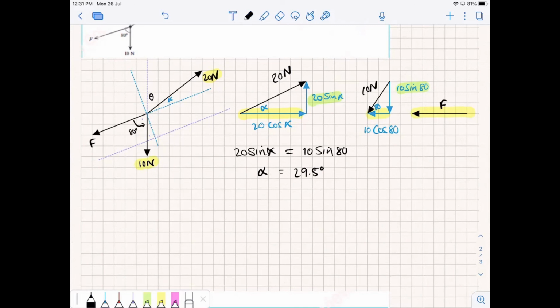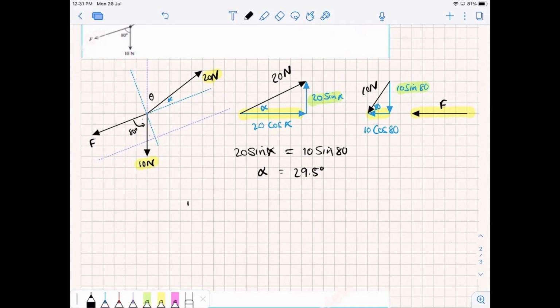So Kiana, what equation of net forces can I make with those 3 forces? Remembering that if we add forces up in one direction, they must be equal to the forces acting in the opposite direction. So which 2 forces are acting in the same direction? F and the 10 cos 80.